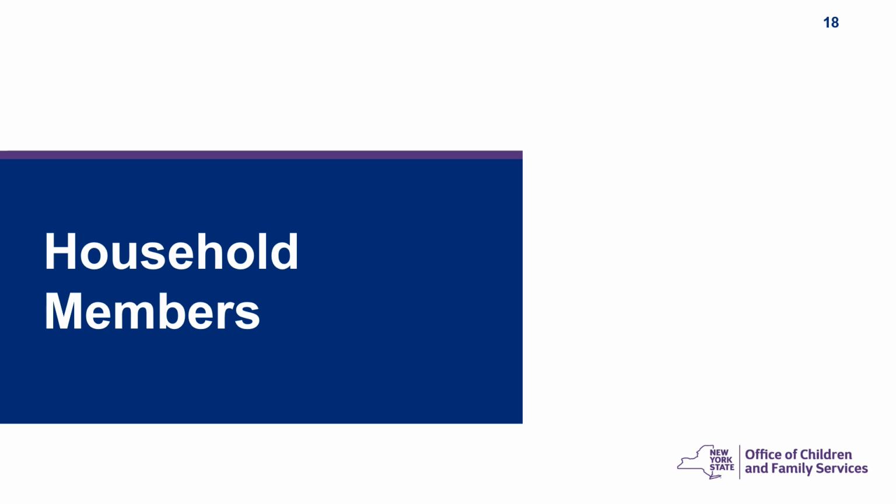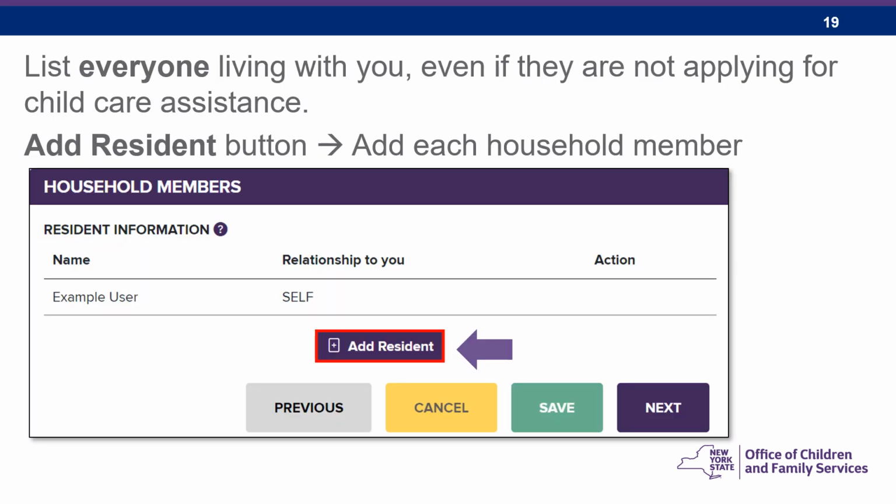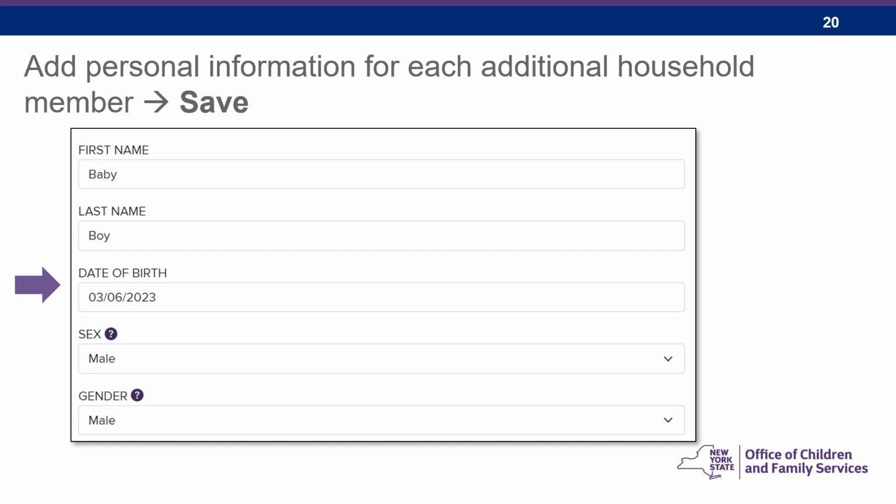Household members. This section requires you to list everyone living with you, even if they are not applying for child care assistance. Your information will already be listed. Select the Add Resident button and add each household member, no matter their age or relation to you. There must be at least one child listed who needs child care services. Add the personal information for each additional household member and select Save.